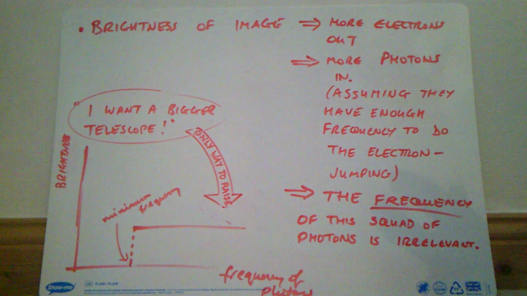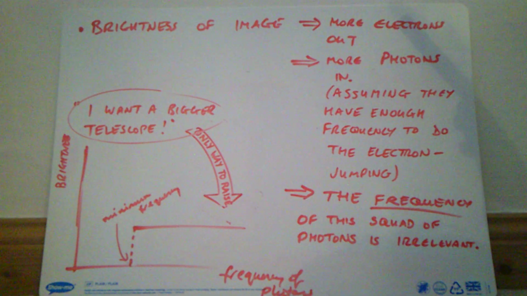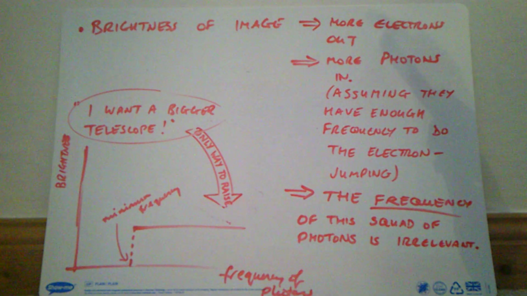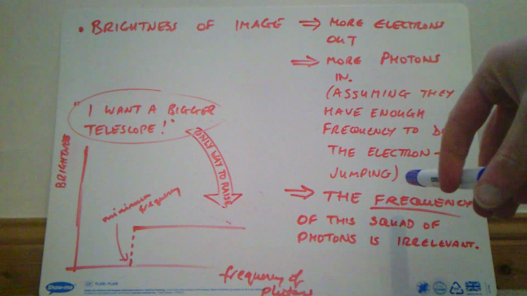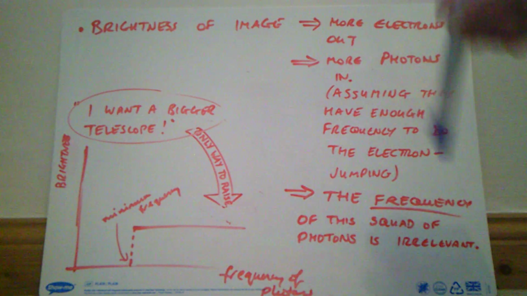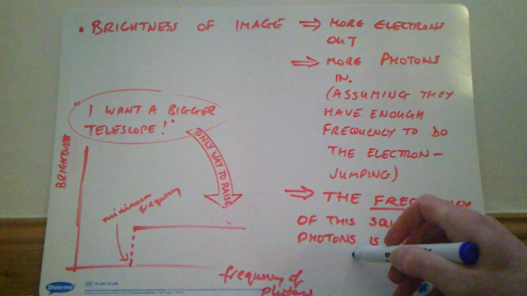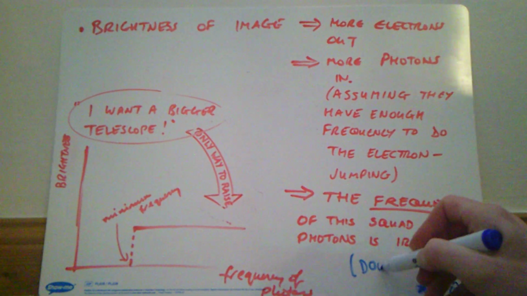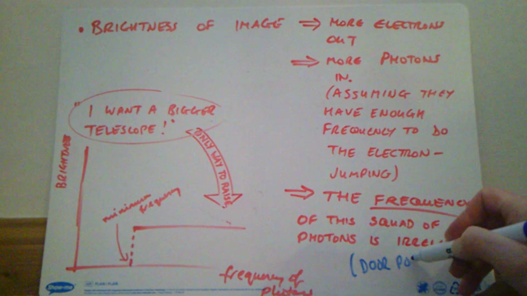So this is the argument which space agencies use to get more money from the government. If you want to see further away stuff, then that means you need to have brighter images, because further away stuff is very faint. If you want brighter images, you need more electrons. If you want more electrons jumped out, then you need more photons coming in. And the frequency of these photons coming in is irrelevant, because it's one in, one out. Think of the door policy of clubs.